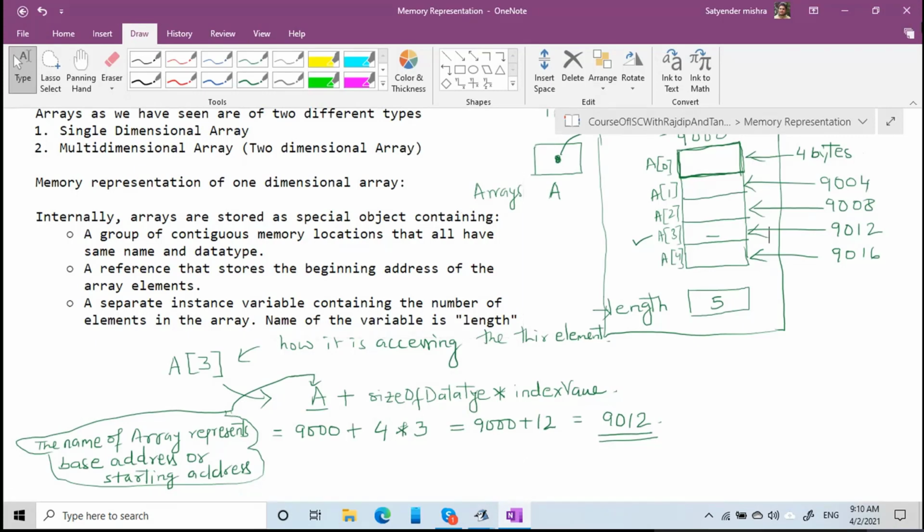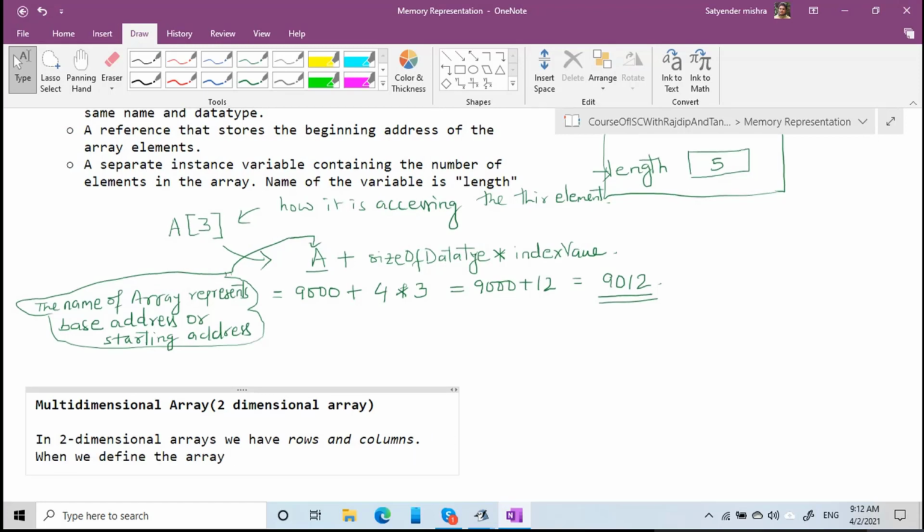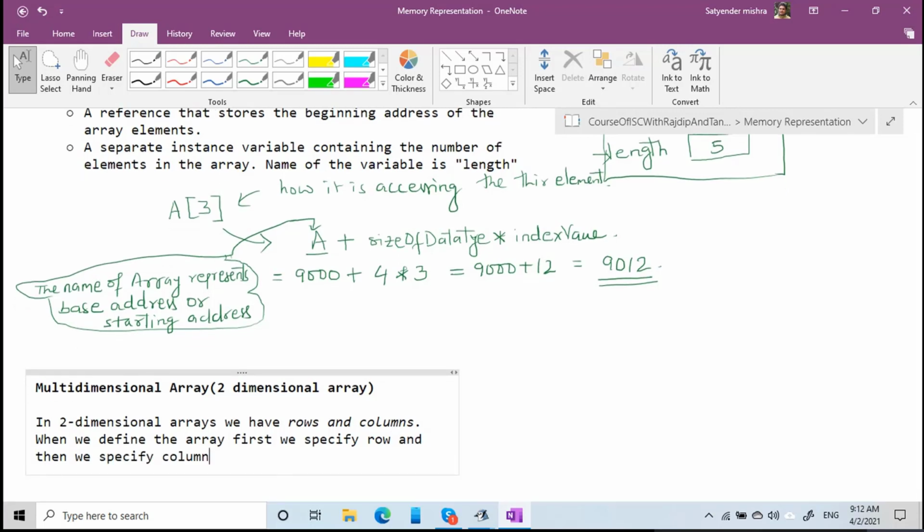Alright. So now let's talk about multi-dimension array or two-dimension. Not multi-dimension, we are going to talk about only two-dimension. So in a two-dimensional array, we have rows and columns. When we define the array, first we specify the row number, and then we specify the column. So this is a basic concept.